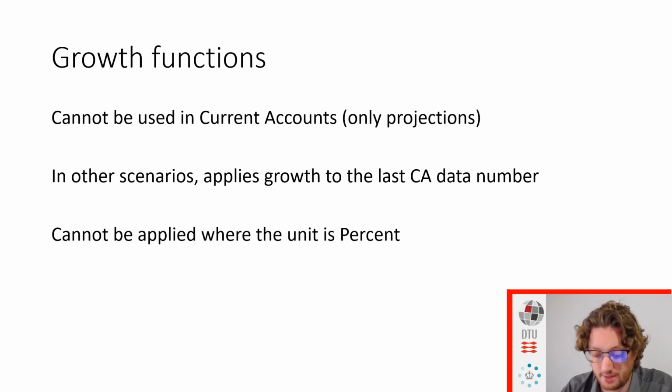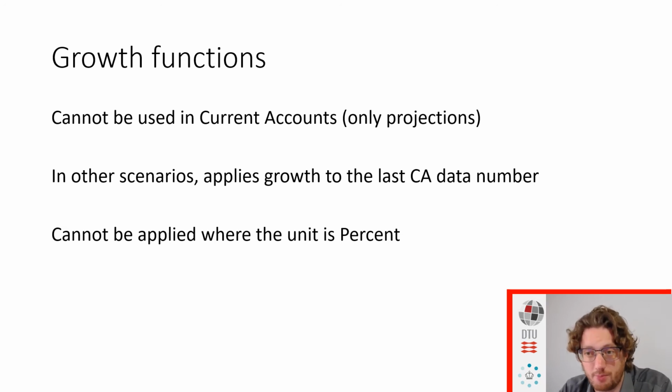The important part is they cannot be used in current accounts, only in predictions, because current accounts should be shown as statistics. The current account scenario is only for statistics. So we do not define that in growth rates. We can define that in absolute numbers. That's why growth is only for predictions.